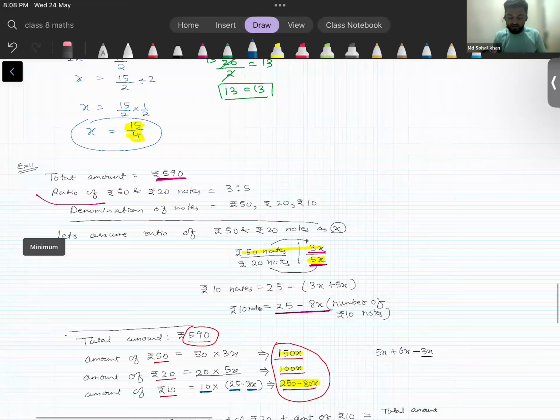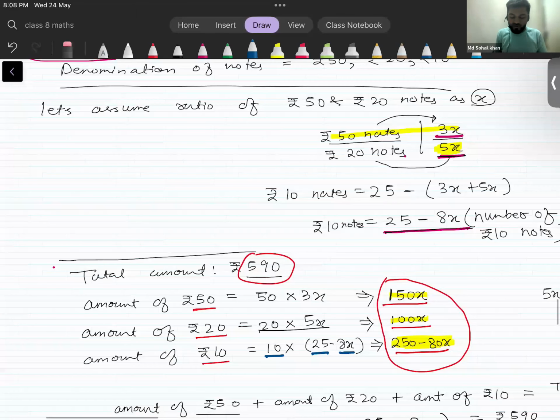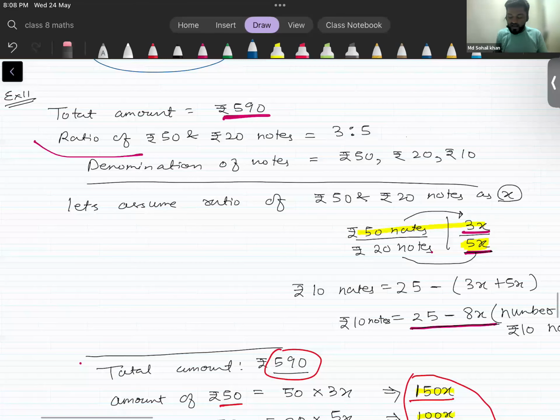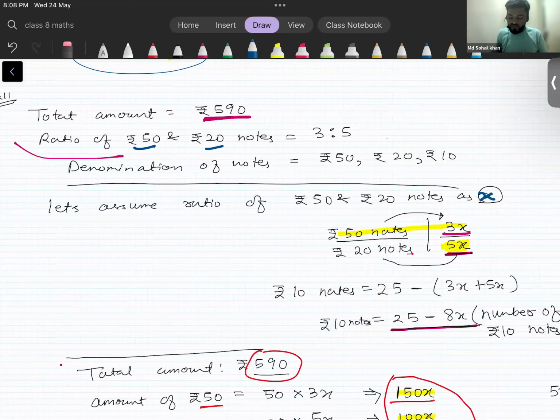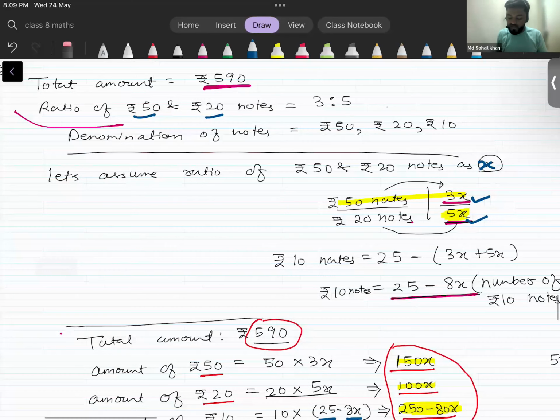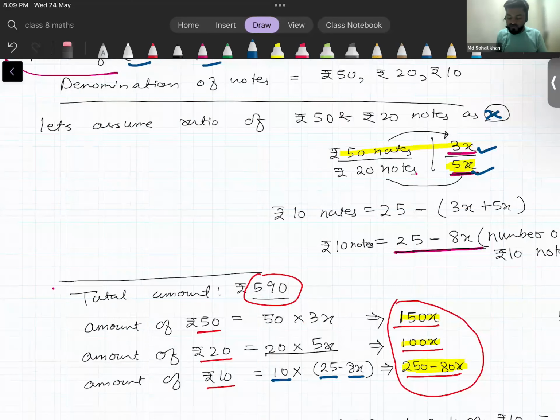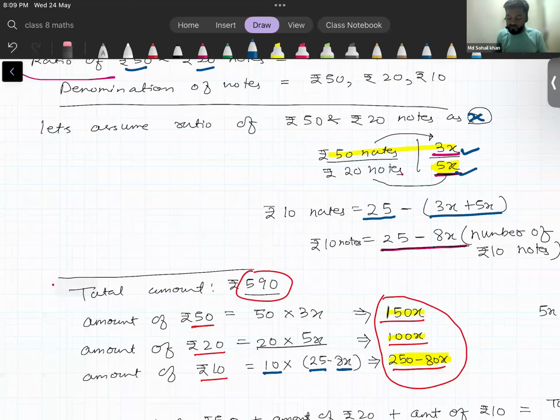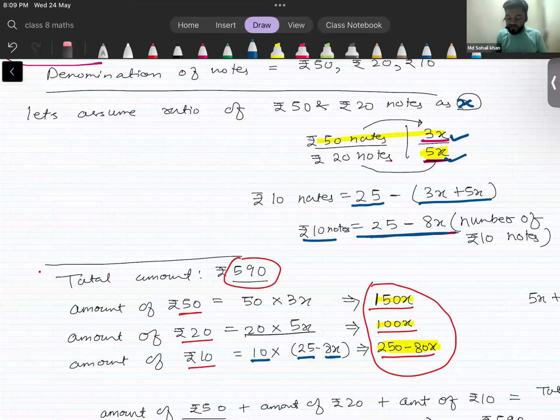Let me rephrase it. Basically what we did, we took the ratio of 50 and 20 rupee notes to be x. So the number of 50 rupee notes became 3x, and the number of 20 rupee notes we assumed as 5x. Since the total number of notes was given as 25, when I subtracted the number of 50 and 20 rupee notes from this, I got the number of 10 rupee notes, that was 25 minus 8x.